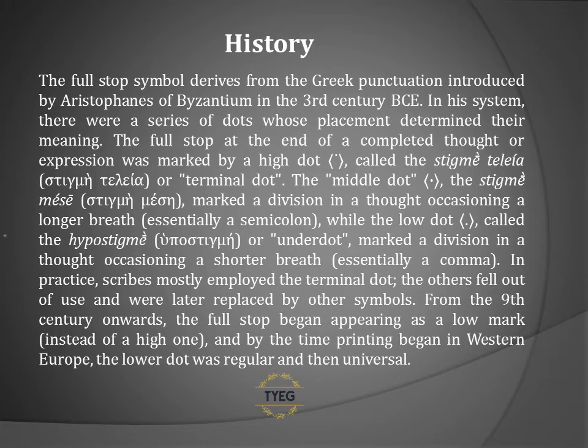essentially a semicolon, while the low dot, called the hypostigme, or under dot, marked a division in a thought occasioning a shorter breath, essentially a comma. In practice, scribes mostly employed the terminal dot, the others fell out of use and were later replaced by other symbols. From the 9th century onwards, the full stop began appearing as a low mark, instead of a high one, and by the time printing began in Western Europe, the lower dot was regular and then universal.